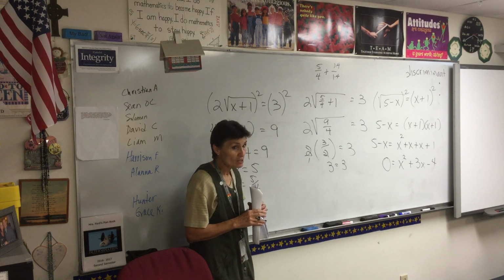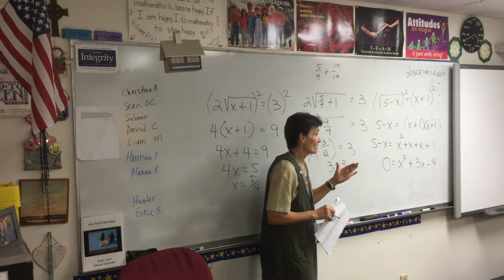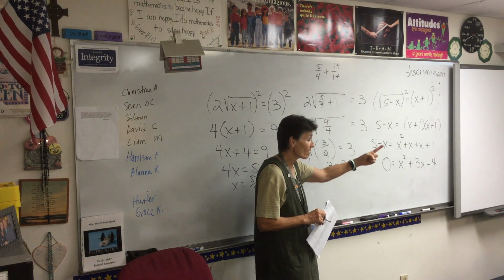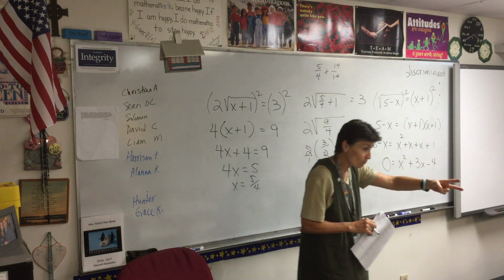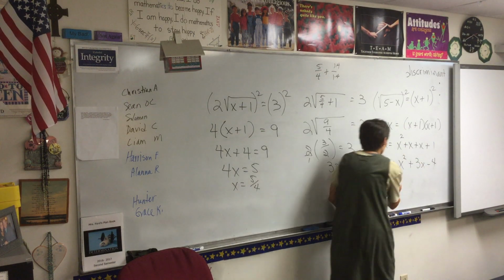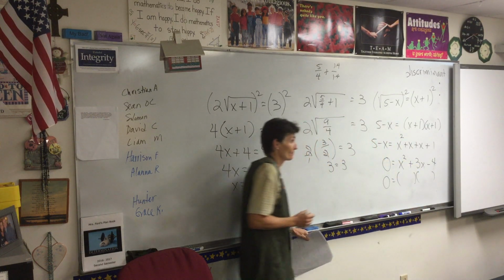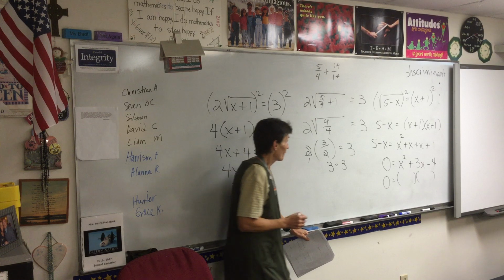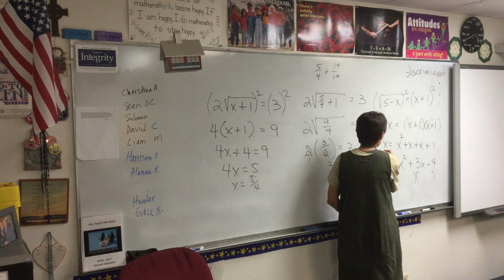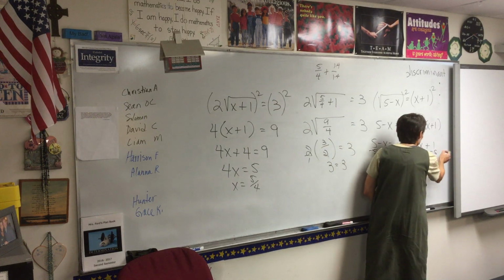Now, your job is to solve that. So you got a bunch of methods. You could complete the square, you could use the quadratic formula that we just talked about, or if it factors, feel free to do that. Where does the 0 come from? I added the x over, moved it to both sides, and subtracted the 5. Got it.